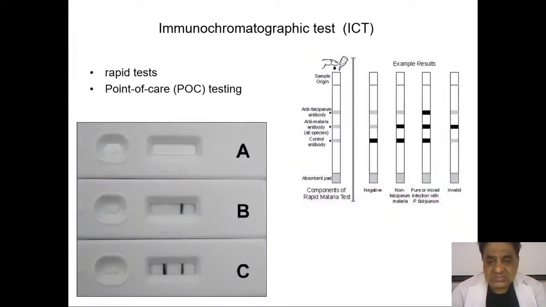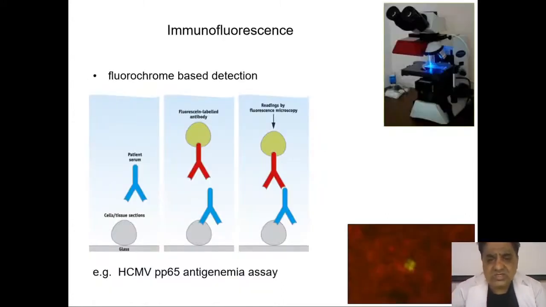Similar applications are for rapid tests for point of care, commonly used for HIV, dengue, and other infections, hepatitis B surface antigen, for example. They can be used for antigen or antibody, and you have a separate class on immunological tests, so I'm not discussing them in detail.